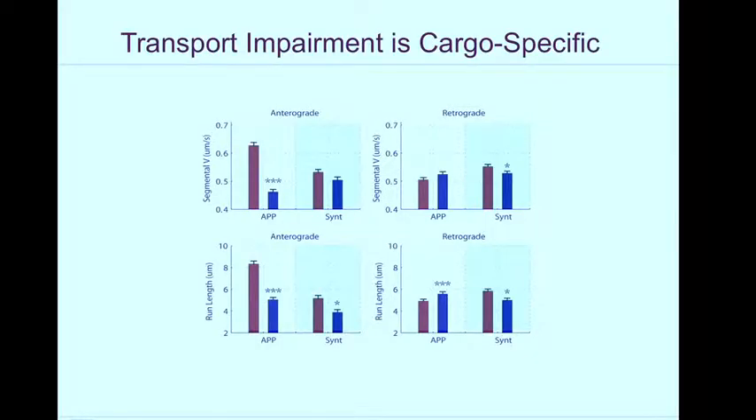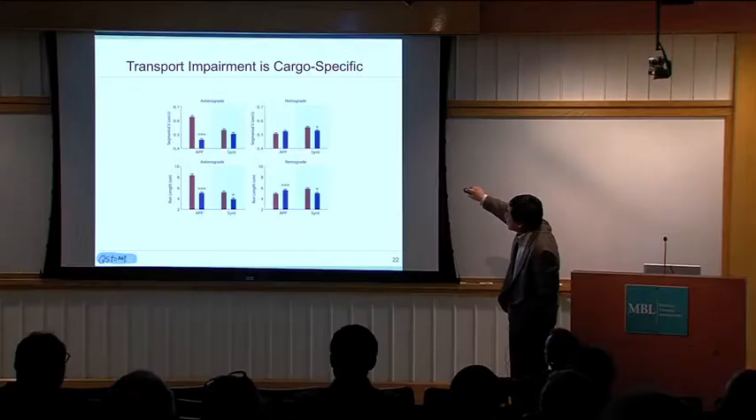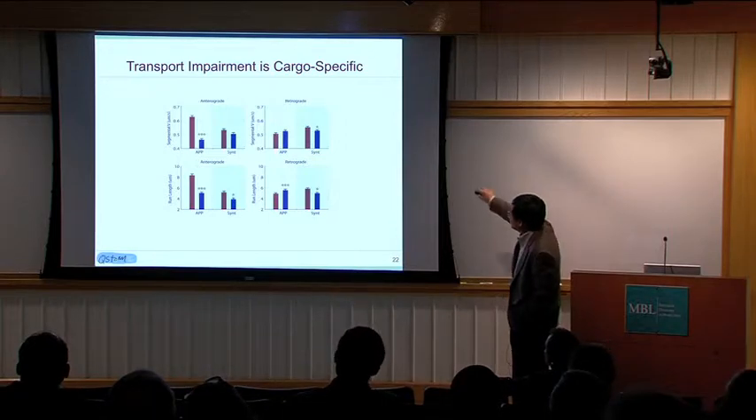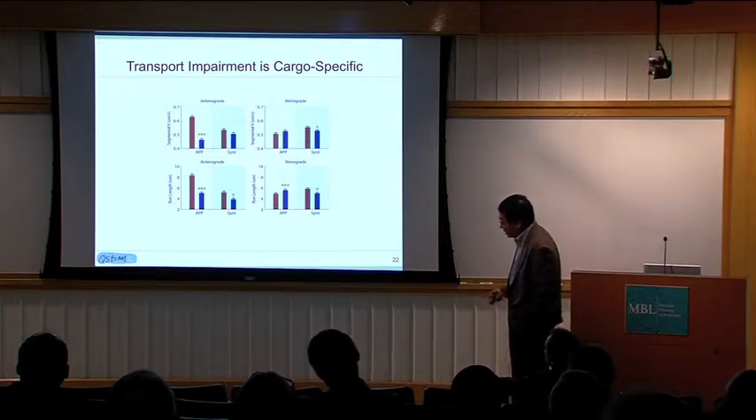What is shown here is a significant decrease in transport velocity in the APP vesicles, which are characterized as being driven by kinesin 1. Whereas for the kinesin 3 cargo, the synaptotagmin vesicles, there is only a very mild impairment, almost no statistically significant change in velocity. By the way, this star represents a p-value of less than 0.1. So there is very little change in the transport of the other type of cargo. This tells us that the regulation of this transport process is cargo specific.